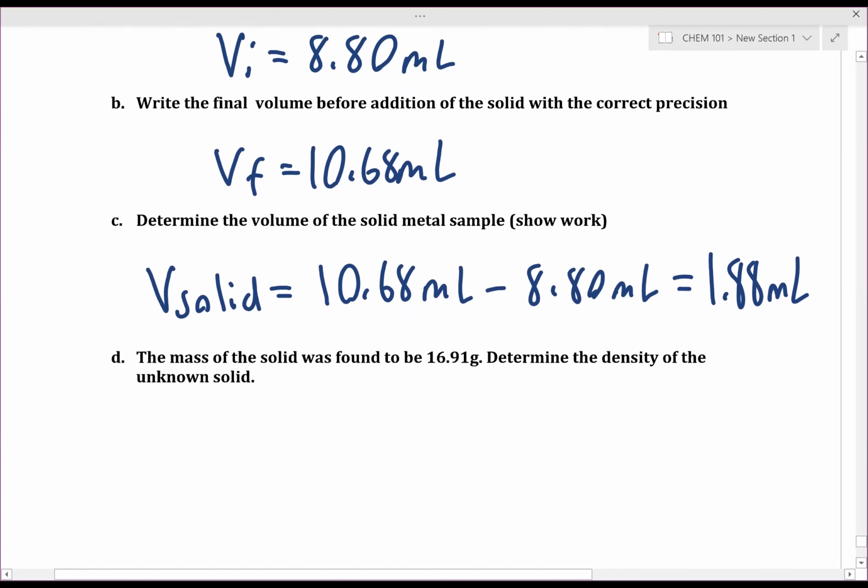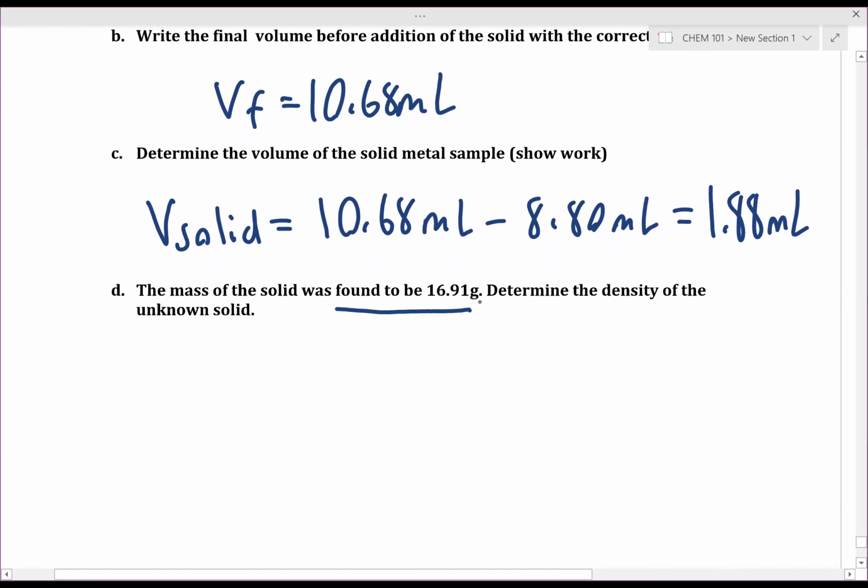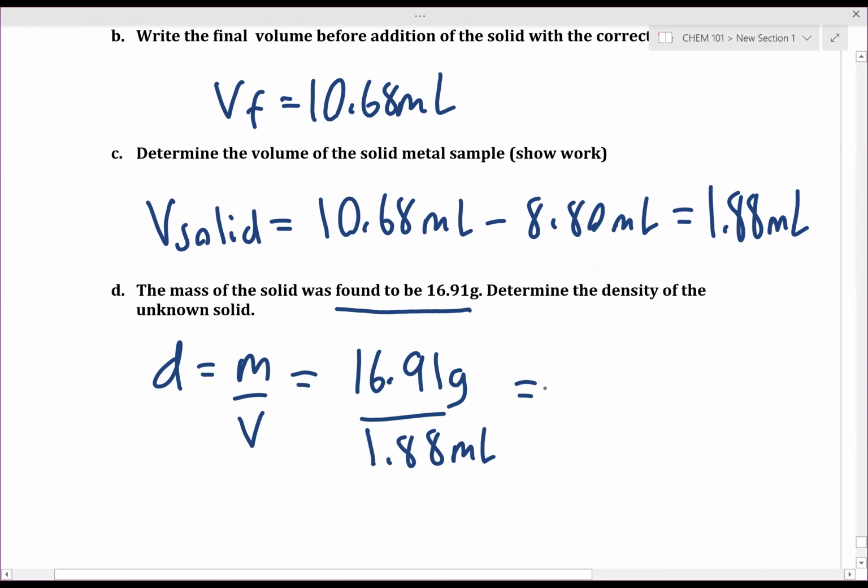Perfect. Now, we found the mass of our solid to be 16.91 grams. Do we have enough information to calculate the density? Yes. So density is equal to mass over volume. So we plug in our mass of 16.91 grams and our volume of 1.88 milliliters. And punching that into our calculator now, 16.91 divided by 1.88, and we get a very long number with a lot of decimal points. Okay, so let's write that down. So we have 8.9946 gram per mil. We're not done.